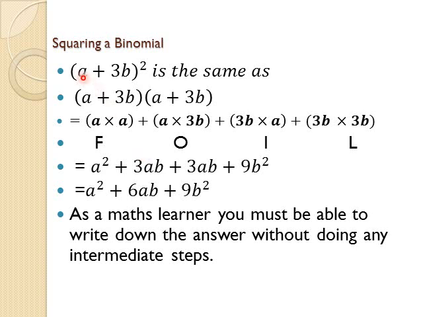But in short, a times a is a squared. 3 times 3 is 9, b times b is b squared. You see, a times 3b gives me 3ab, but you see I had two of them. So 3ab times 2 then gives me 6ab. Right, so let's look at some problems.